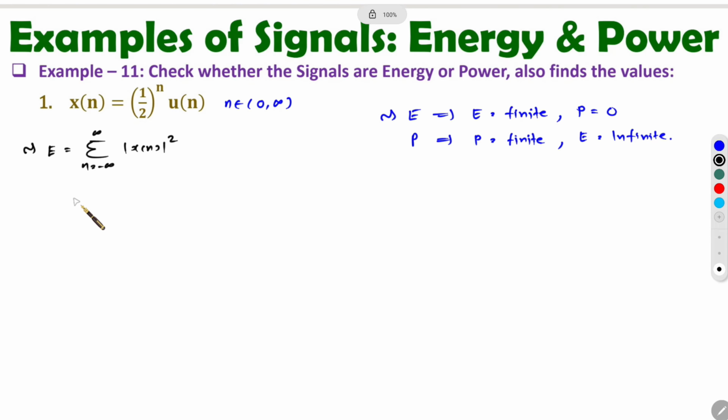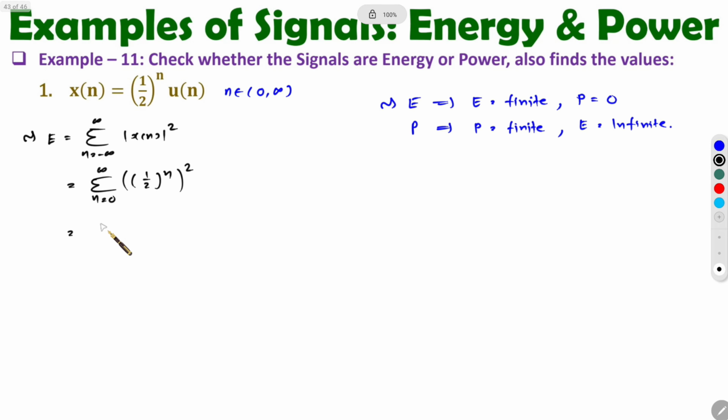Right. Now here, if you carefully observe, this signal is ranging from 0 to infinity as we have u[n]. So here this summation is ranging from 0 to positive infinity, and this x[n] is (1/2)^n and we have the square of this. Now if you further simplify this, then here we have the summation where small n is ranging from 0 to positive infinity, (1/2)^2 that is 1/4, and to the power n is there with us.